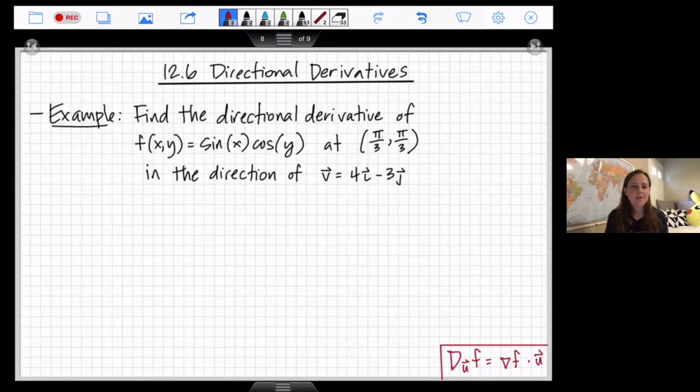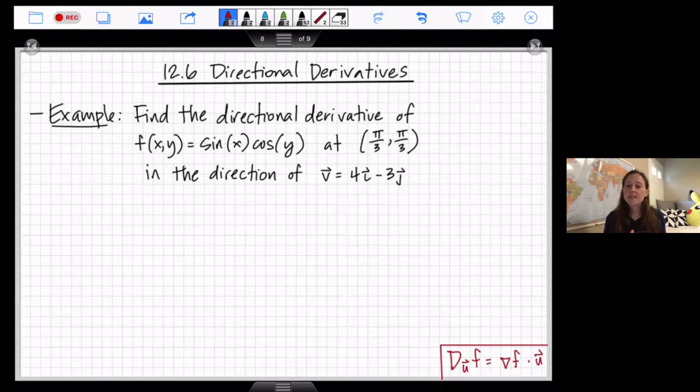All right, so we have a function f of x, y is equal to sine x times cosine y. And we're to find the directional derivative at the point pi over 3, comma pi over 3, in the direction of the vector ⟨4, -3⟩. So we're going to have to find the gradient of f. We know how to do that. And we're going to dot it with vector u.